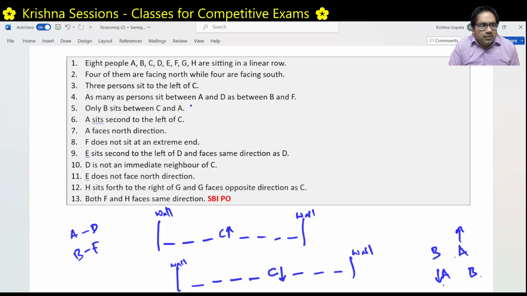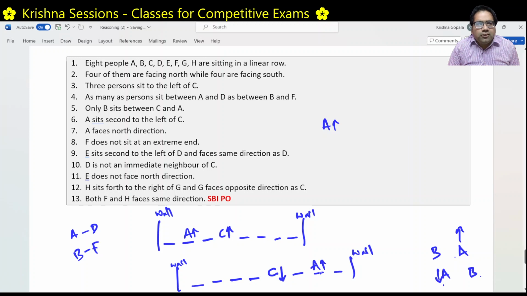Okay, let's take 5, 6, 7 together. A faces north direction, right? That means A is north. This is given. A sits second to the left of C, right? In the first case, A would be this, second to the left of C, and A is facing north. In the second case, second to the left of C is this side. In the second case, A is here. A is still facing north only.